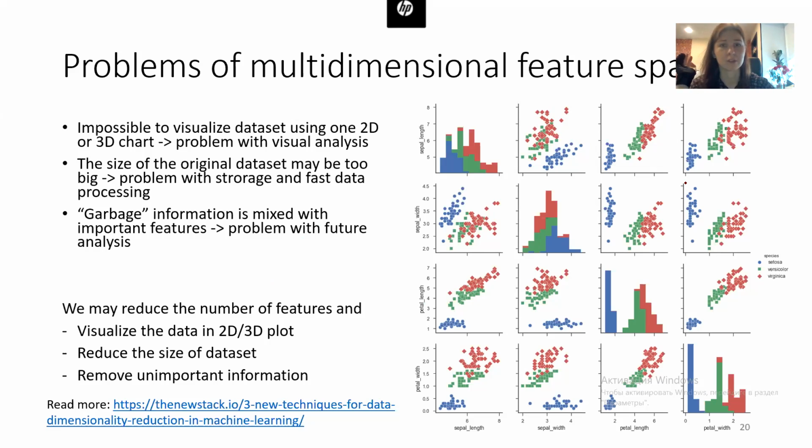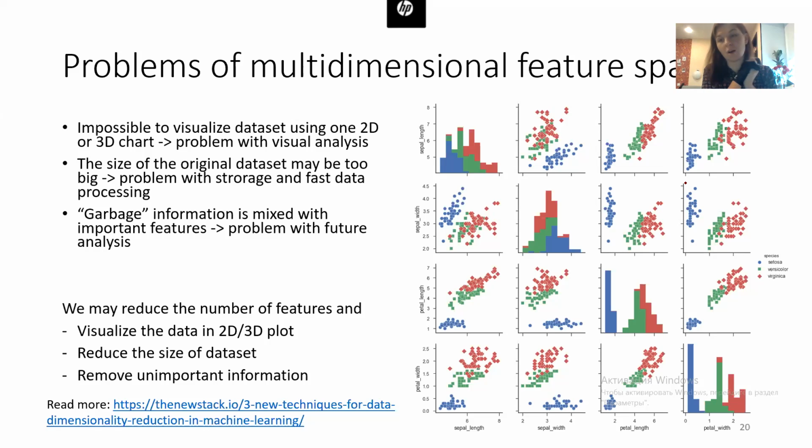For example, you have 20 parameters. How to represent your data in one chart? It's impossible. So we have some problems with visual analysis of our data set. And also the size of the original data set may be too big. And we have some problems with data storage, because when you collect data from thousands of patients, you have 1 gigabyte per patient.